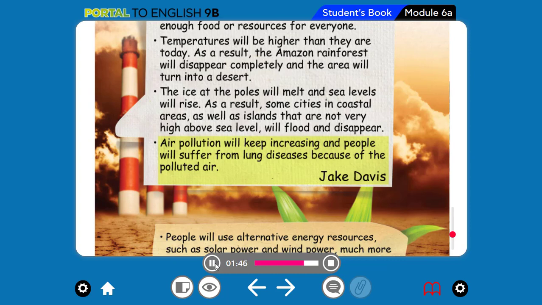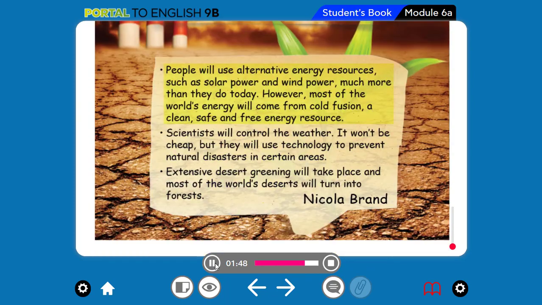air. Jake Davis. People will use alternative energy resources such as solar power and wind power much more than they do today. However, most of the world's energy will come from cold fusion, a clean, safe and free energy resource. Scientists will control the weather. It won't be cheap, but they will use technology to prevent natural disasters in certain areas. Extensive desert greening will take place and most of the world's deserts will turn into forests. Nicola Brand.